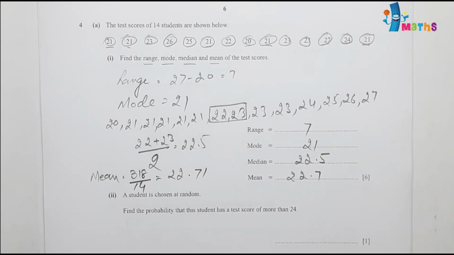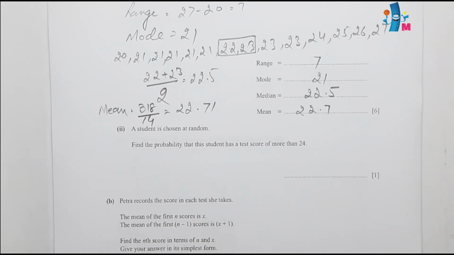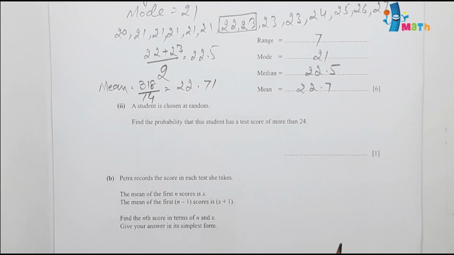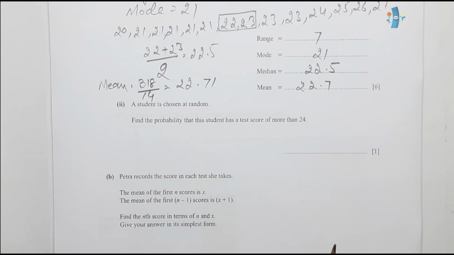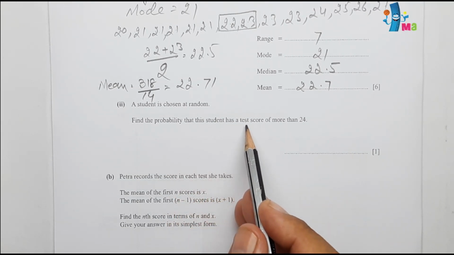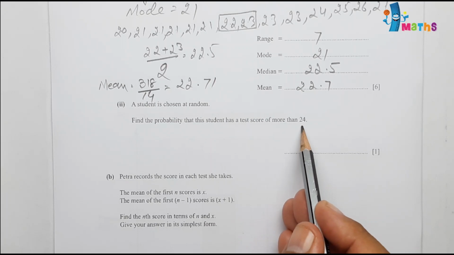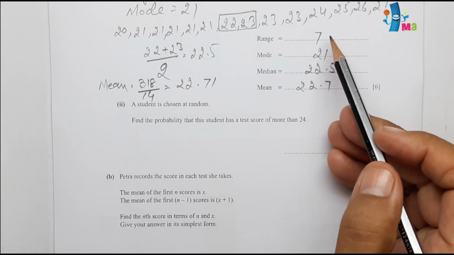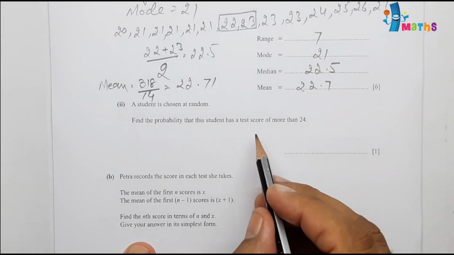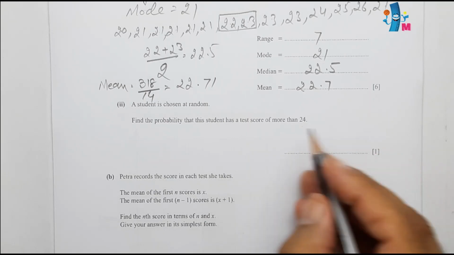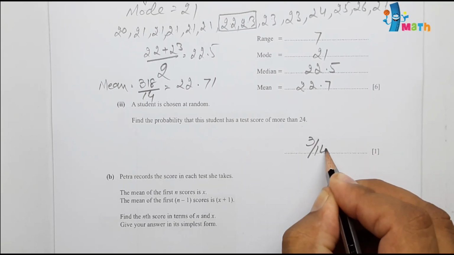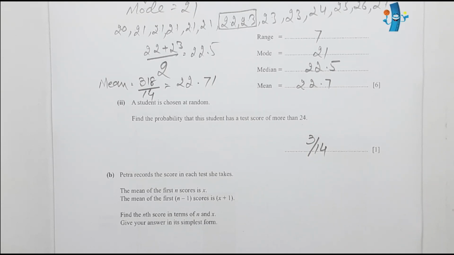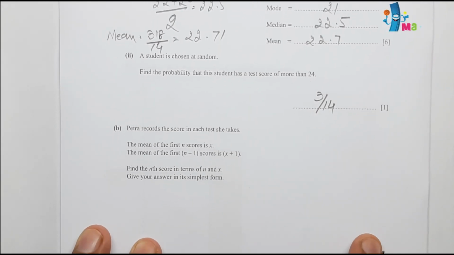This is done. Then a student is chosen at random. Find the probability that this student has a test score of more than 24. If we check more than 24, there are 3 numbers: 25, 26 and 27. So 3 out of 14. So we can write 3 out of 14. This is a 1 mark question, it doesn't require any working. So the next part is the B part.